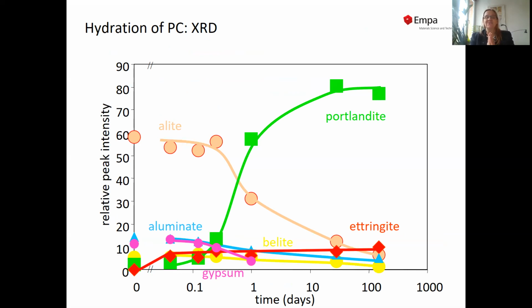Now, let's start with the hydration of a Portland cement. I plotted here the relative peak intensity observed by XRD during the hydration, and one thing you can see clearly is that there is a reaction. We can see a decrease of the amount of anhydrous clinker, for instance, alite or aluminate, and at the same time, we see the occurrence of hydrates, for instance, portlandite or ettringite. In addition, also a lot of C-S-H will be formed.